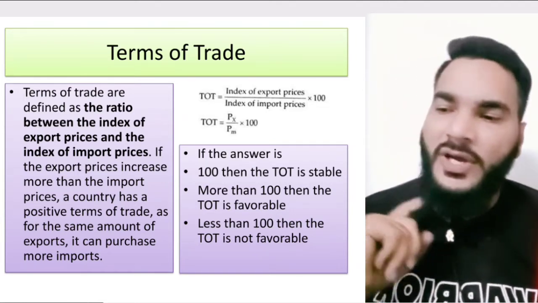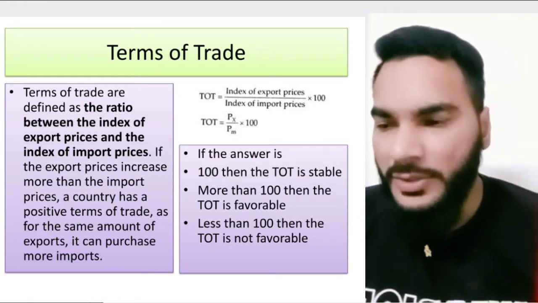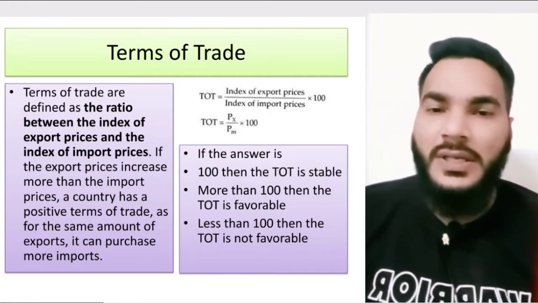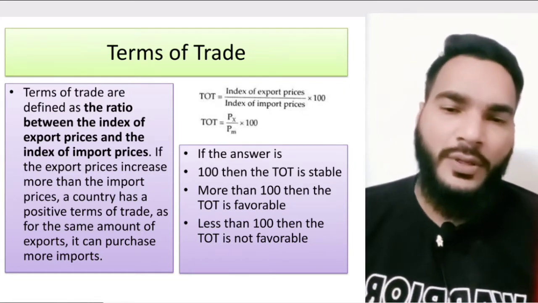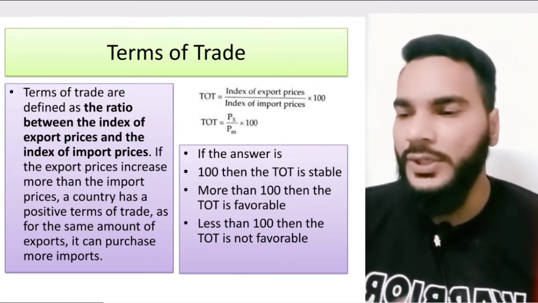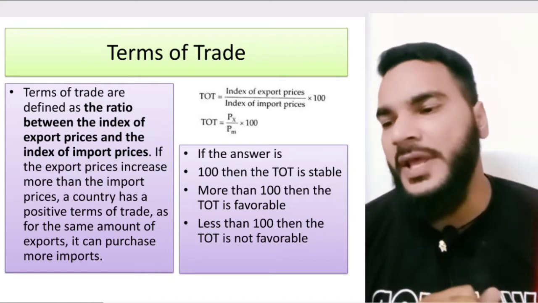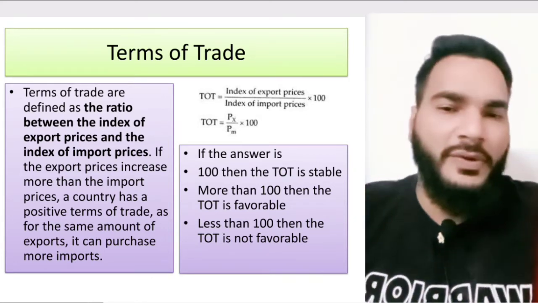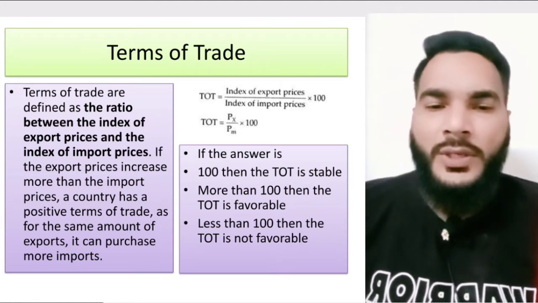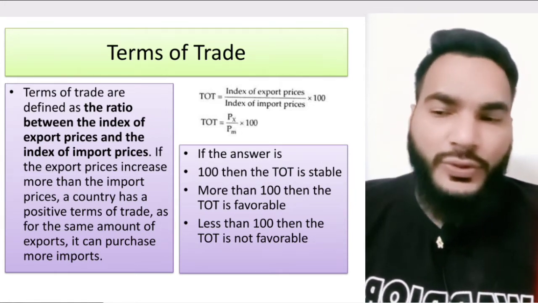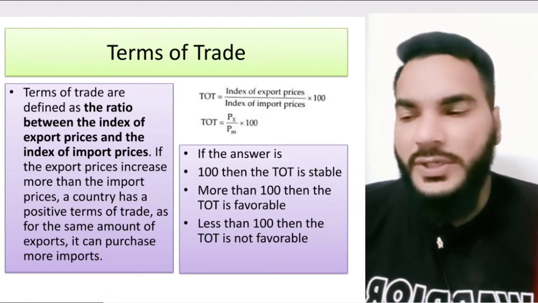Second, if the answer is more than 100, then terms of trade is favorable. So basically, it shows your exports are higher than your imports. Then the third one is less than 100, then the terms of trade is not favorable. So if your answer is less than 100, it means you are importing more than you export. So that's not a good thing for our country.